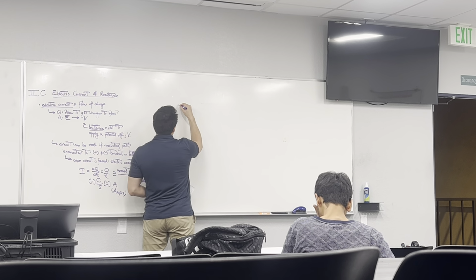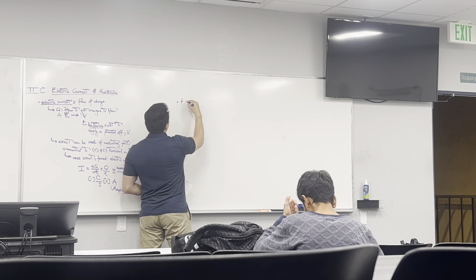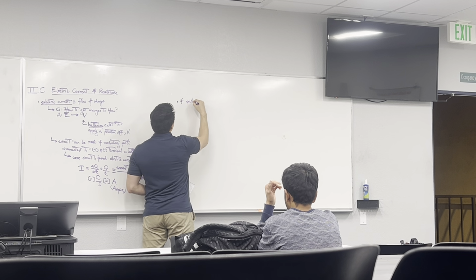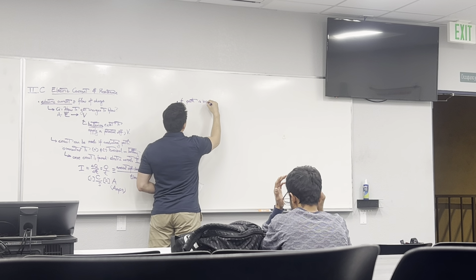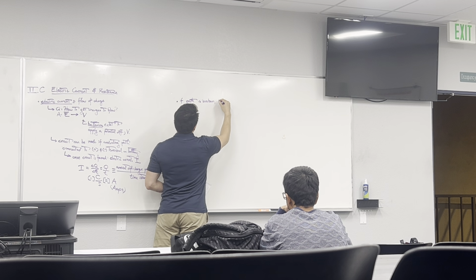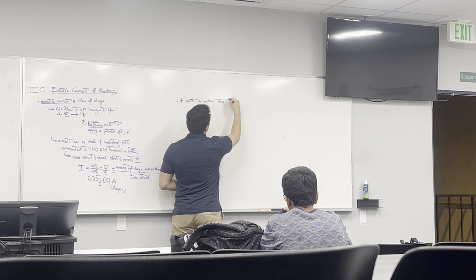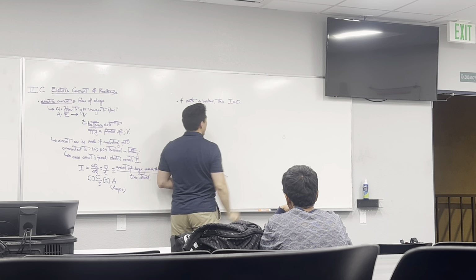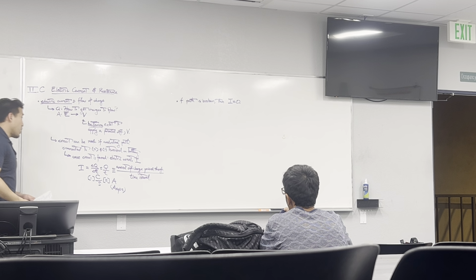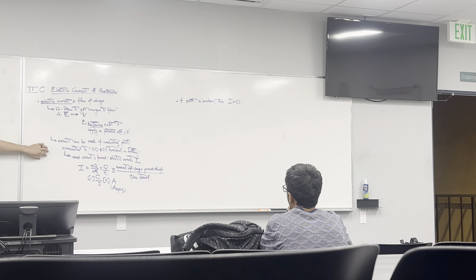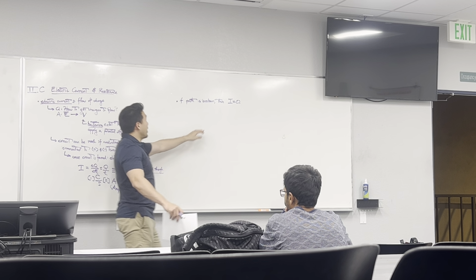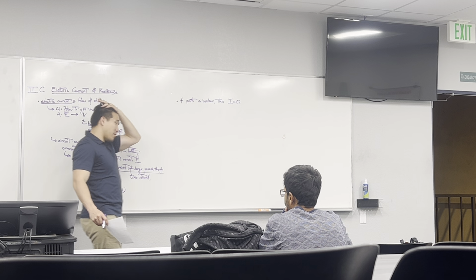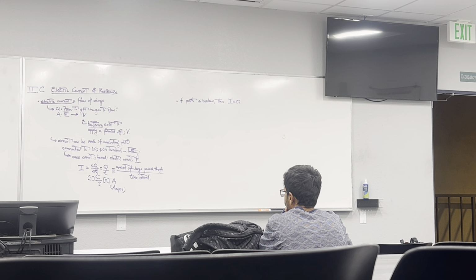Here, if the path is broken, then I is equal to 0. So a continuous path is an absolute requirement for charge to flow. As soon as the path is broken, your current is going to be equal to 0.